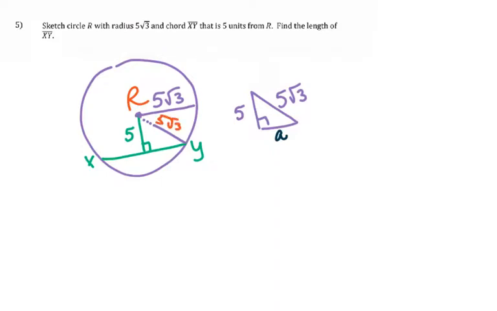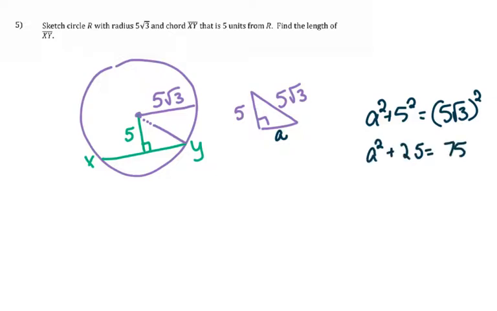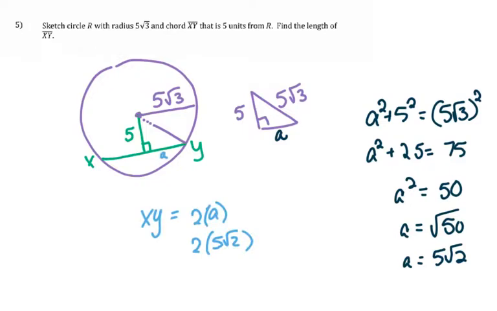Okay. And we have the measure. I'm using A on this leg only because X is being used in the diagram. So A. And we can go ahead and use Pythagorean theorem to find the missing segment A. Let's go ahead and do that. Get 25 plus A squared equals 75. Do the work, simplify your radical, and you get 5 radical 2. That's the measurement of that small segment.